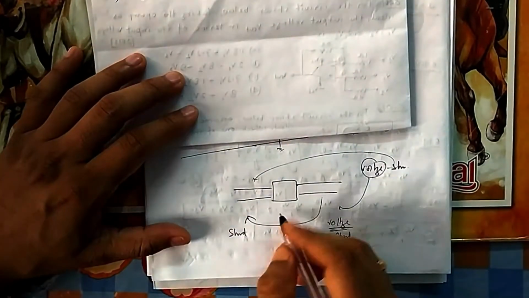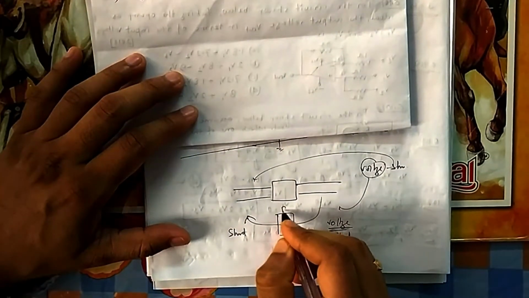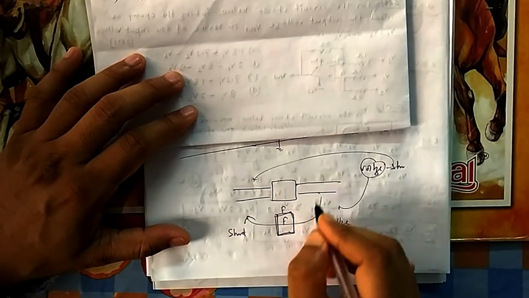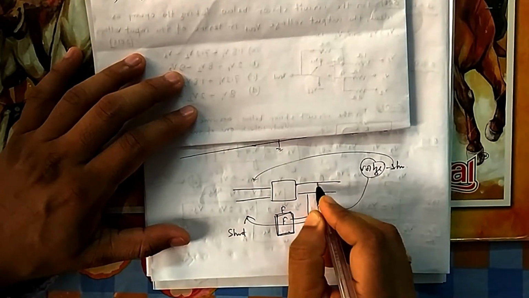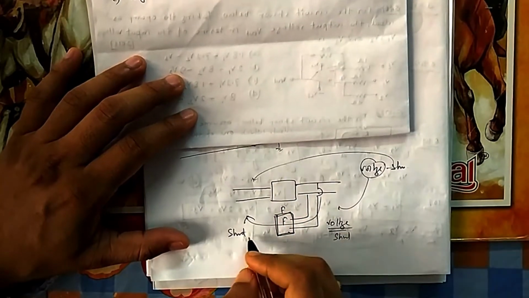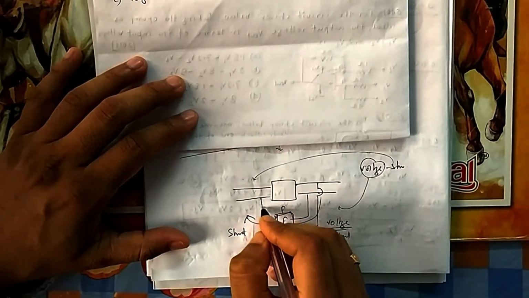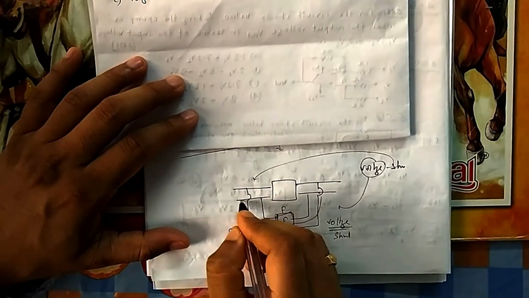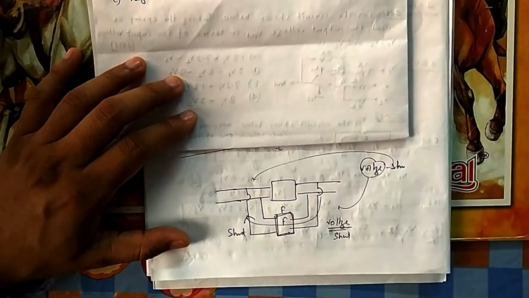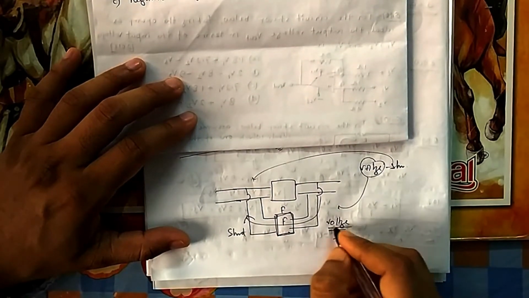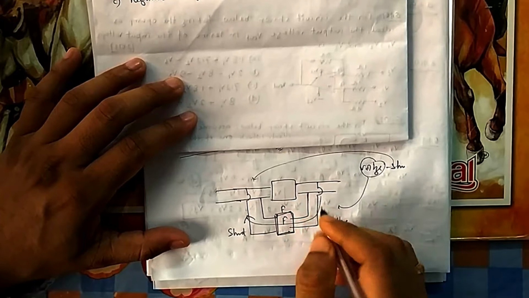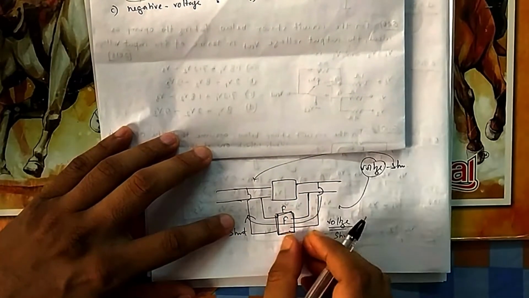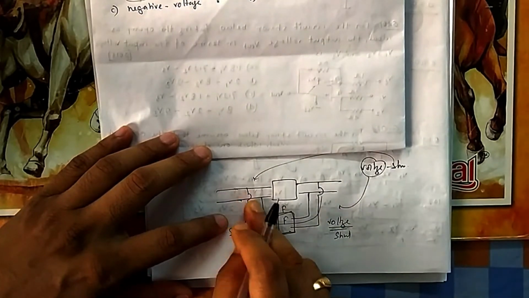So what does this lead to? Suppose this is my feedback loop, through which I am giving feedback. If it is voltage shunt, you take voltage from here, and shunt means you connect it as a shunt. So you are getting the output voltage from here, and you are giving it as a shunt here.